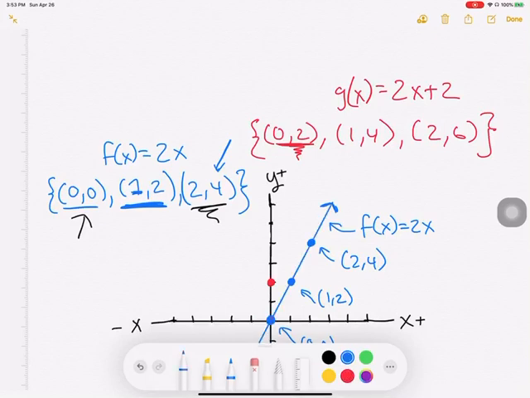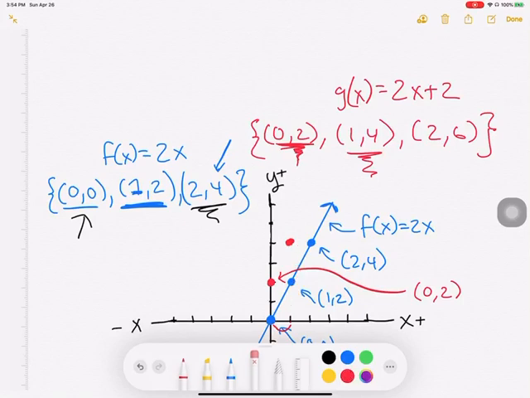Okay, let me get rid of the red point. So that's my first point, and if I were to give it a label, that's going to be 0, 2. That's the point 0, 2, the first point of my g of x function. The second point of the g of x function is 1, 4, which means I have to walk 1 on the x-axis, and then I have to rise 1, 2, 3, 4. That's where my next point is going to be located.